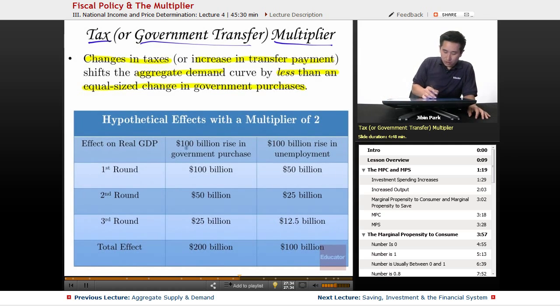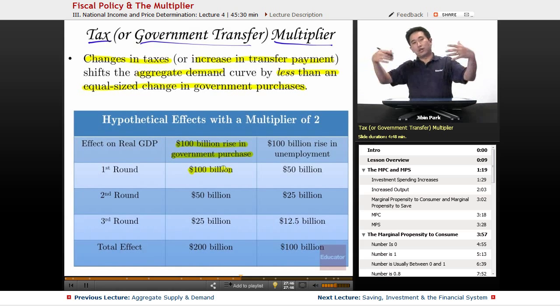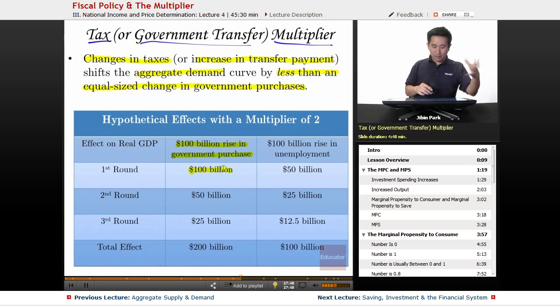So the effect on the real GDP, if the government steps in and spends $100 billion in government purchases: in the first round, there's $100 billion spent. Well, of that, if the multiplier is 2, then in the second round there's going to be $50 billion spent, and then in the third round $25 billion. What ends up happening is that it's halved every time.